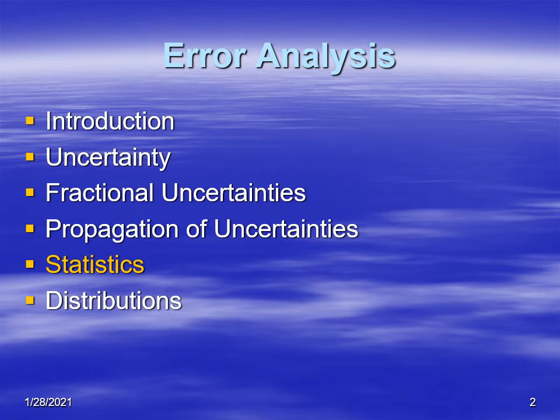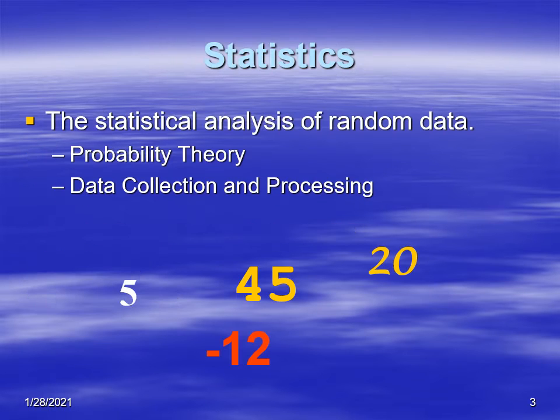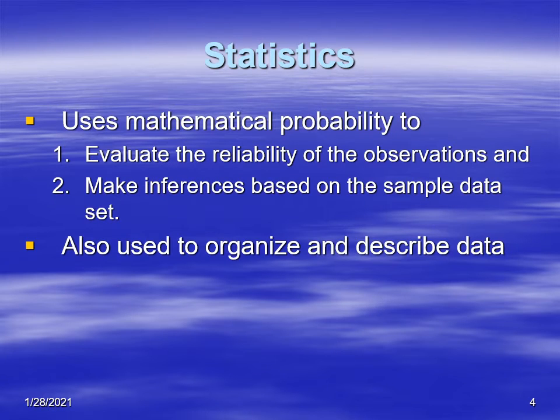In this video, we're going to start talking about statistics. Statistics is a branch of mathematics that deals with random data. It also relates to probability theory and also the data collection and processing of that data. Statistics uses probability theory to evaluate the reliability of observations and also, based on a sample data set, make inferences from that data set. Also, it helps us organize and describe the data.